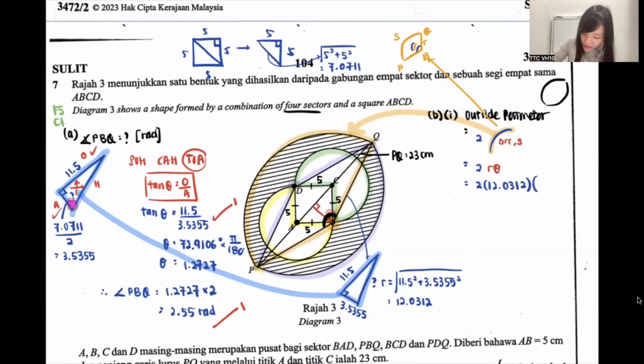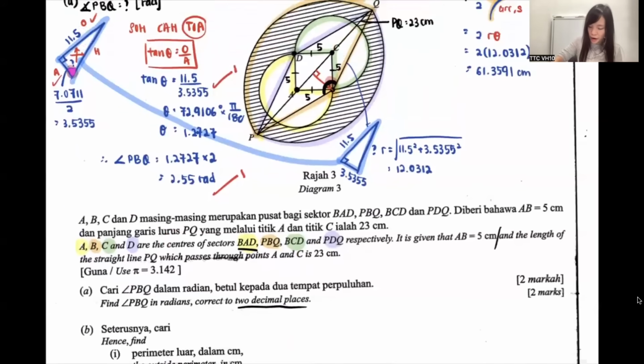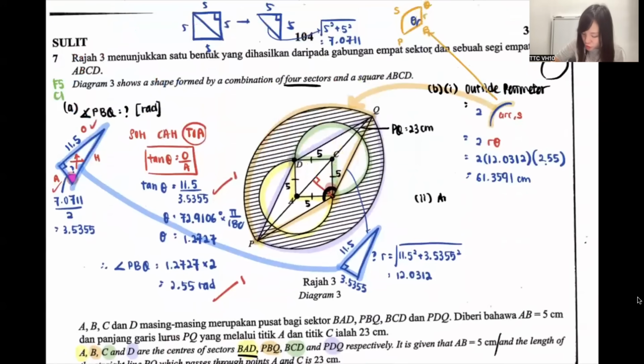The angle is this angle. And this angle is the one that you just now get. Isn't it 2.55 rad? So this answer times 2.55 times 2. I guess getting the answer 61.3591 cm. Outside perimeter. Done. Okay. So this one done. Let's move on. The next part I do here. They say what? Find the area of the shaded region.